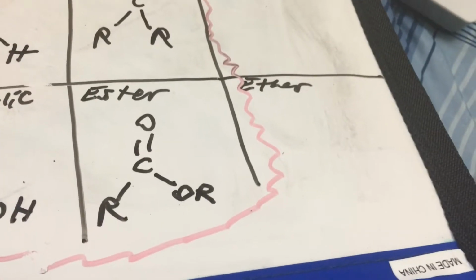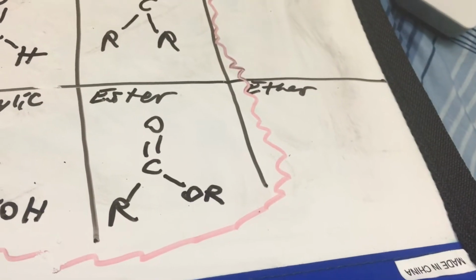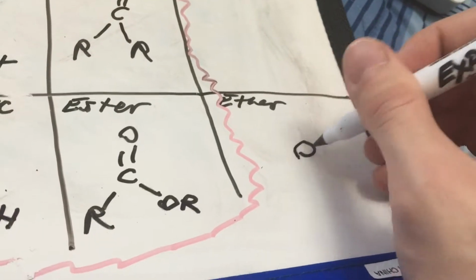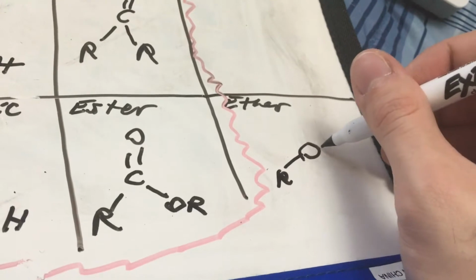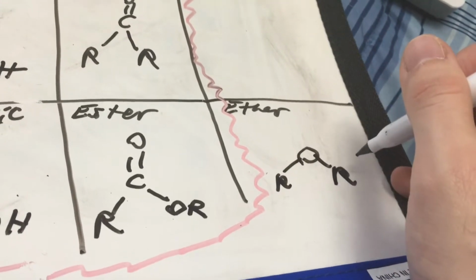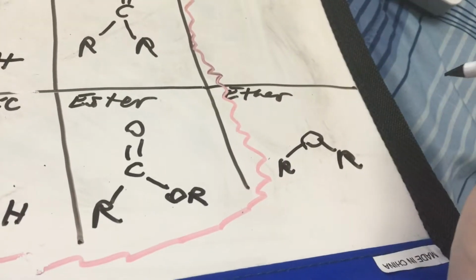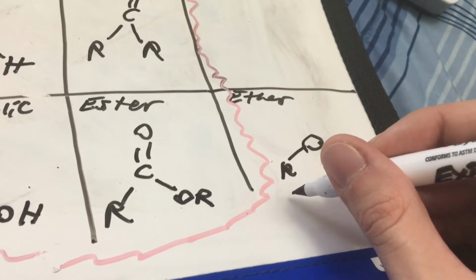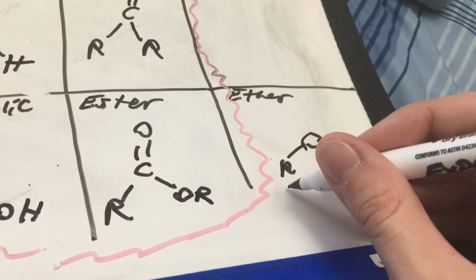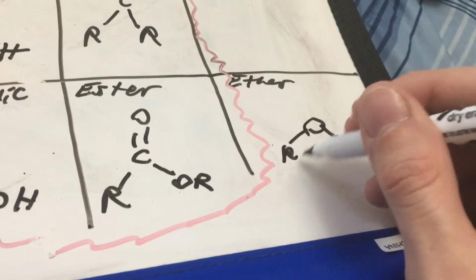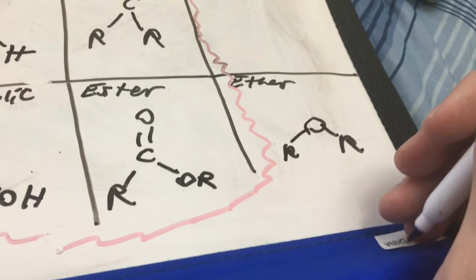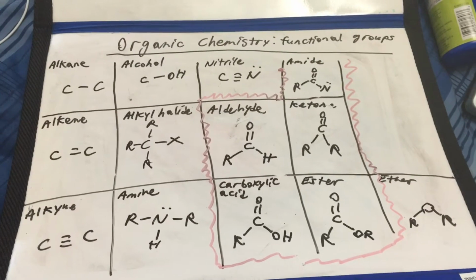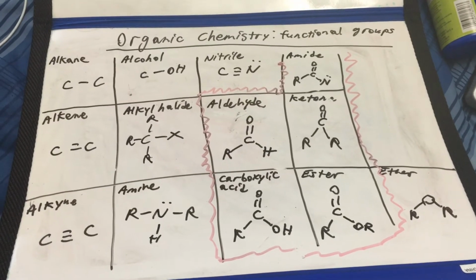Now ethers look nothing like esters, and those two get super confused all the time. Here it's simply just O with R and R. A good way to remember this is with a little trick. Just think of it as either or. Ether or OR. It's a little cheesy, but there you go. And those are the functional groups you need to memorize for organic chemistry.